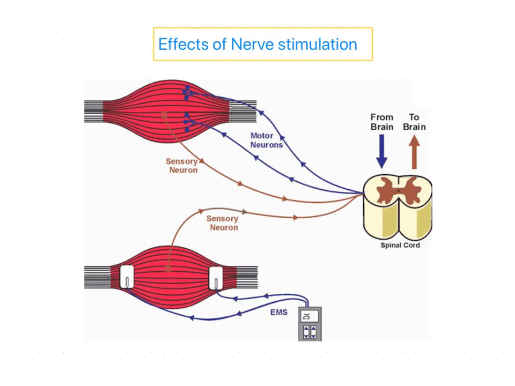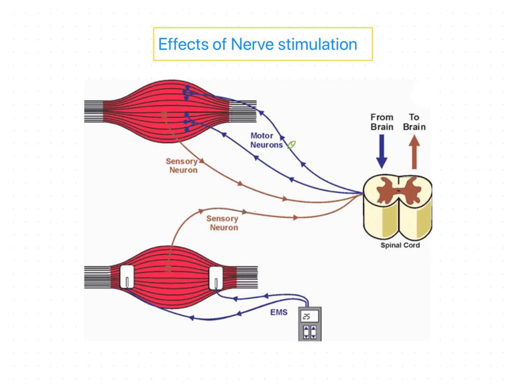Now we will see the effects of nerve stimulation. What is happening if a nerve is stimulated, which causes muscle contraction? When a nerve impulse is initiated at the nerve cell or an end organ, there is only one direction in which it can travel along the axon. But if it is initiated at some point of the nerve fiber, what will happen?